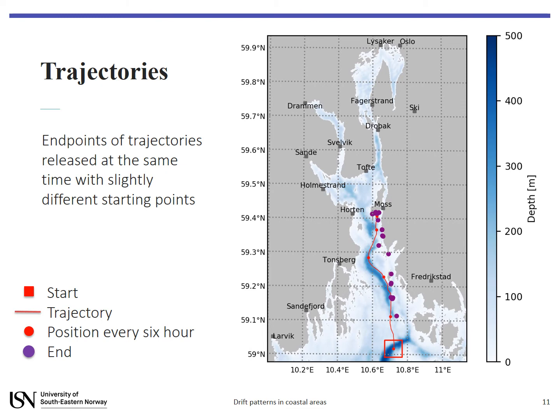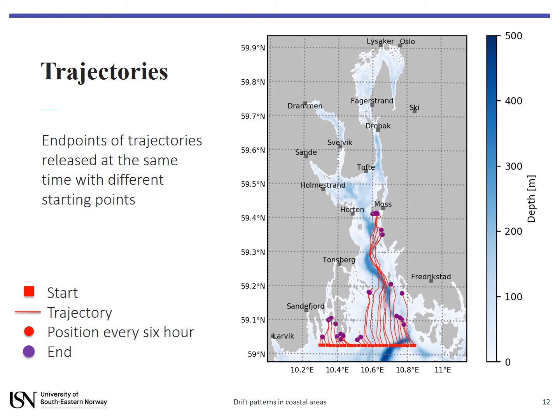And these are the expected stranding points of particles released at the same time but with slightly different starting positions, again according to the drift model. And again, many of the pellets are expected to strand close to the city of Moss, but not all, as the trajectories are sensitive to the currents, which also change with position.